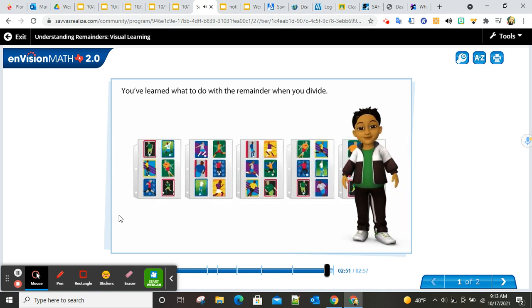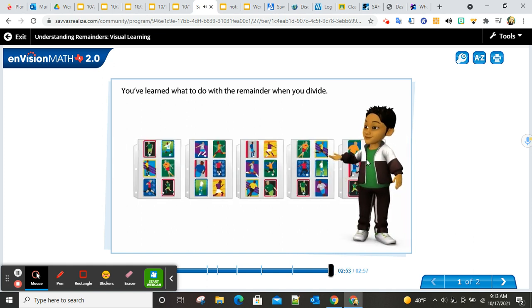You've learned what to do with the remainder when you divide. So remember, your summary for this math lesson is that I've learned what to do with the remainder when I divide. Now we're going to try some problems. My suggestion would be to have your notebook out beside you when you're working on your math problems. You can easily look to your notes and refer back to the problem that we copied into our notes to help guide you through the guided practice that you'll be completing today and the independent practice.